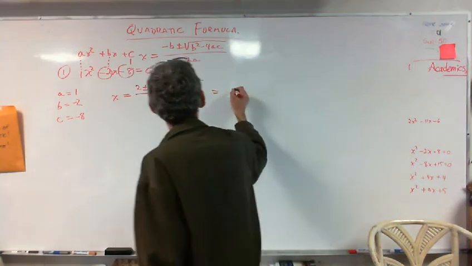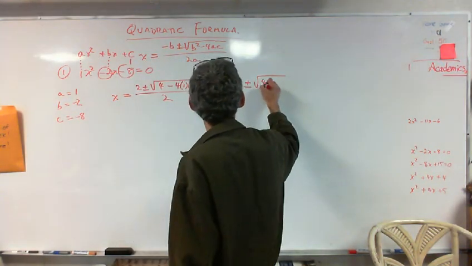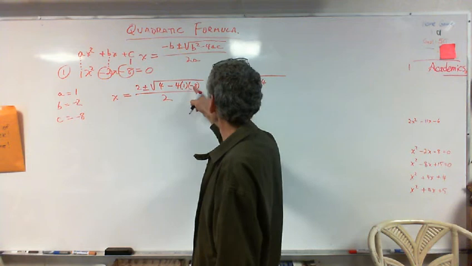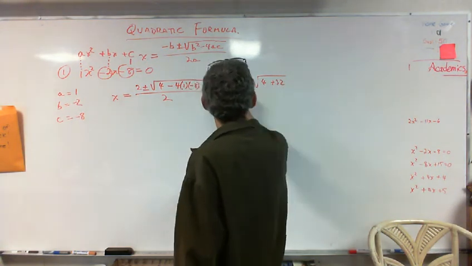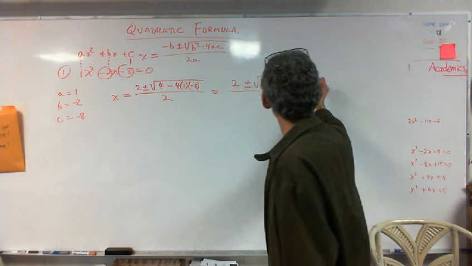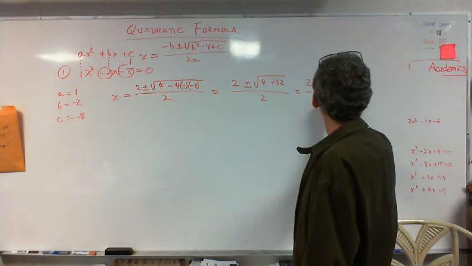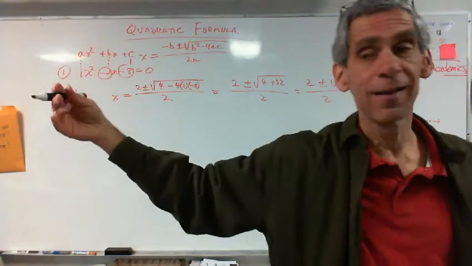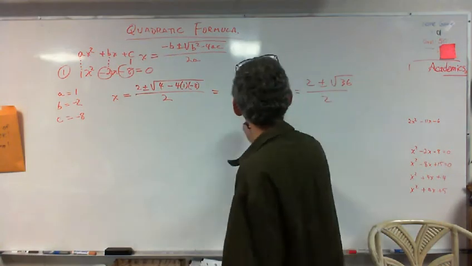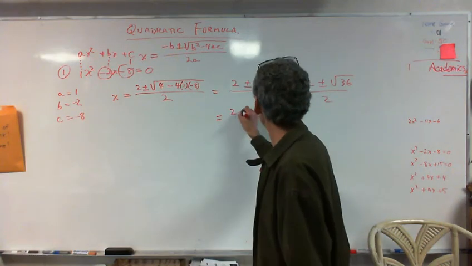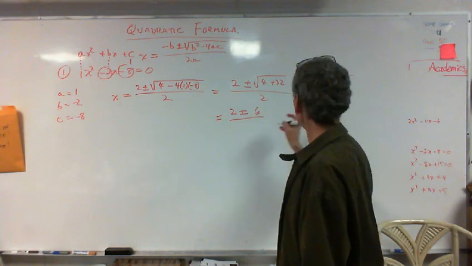That's fine. So I've got, simplify it, 2 plus or minus the square root of 4 plus 4 times 8 is 32, plus 32, all over 2. So that is equal to 2 plus or minus the square root of 36 over 2. But 36 is a perfect square. So suddenly I can rewrite it as 2 plus or minus 6 over 2.